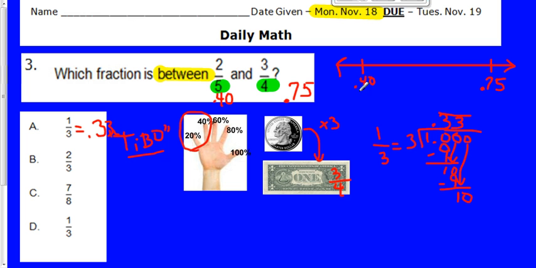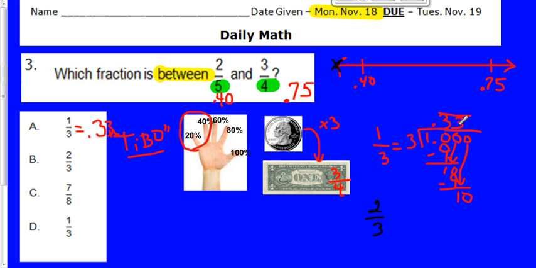If that's the case, that comes way before 0.40. So that is out here. So it's not in between the 40 and the 75. So I've got to keep going. Well, my next one is 2/3. So now I have 2 out of 3.